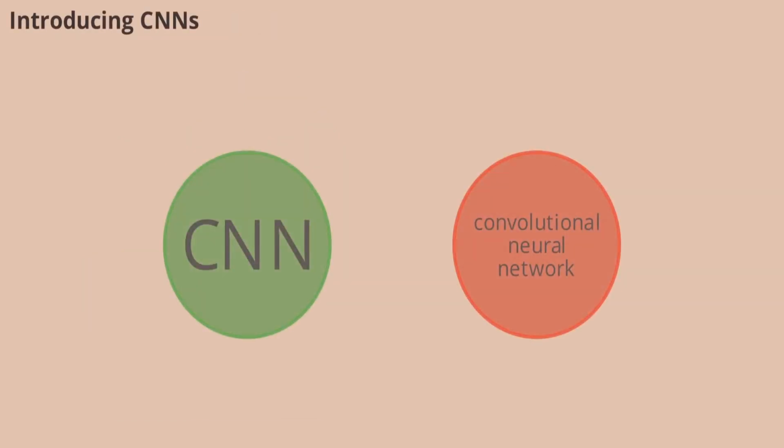Now, let's talk about convolutional neural networks, or CNNs. CNNs are a special type of artificial neural network designed specifically for processing images. They're inspired by the way our brains process visual information. CNNs use layers of filters to scan images, picking out features at different levels of complexity. This makes them incredibly powerful for tasks like image recognition, object detection, and even facial recognition. Let's see how a CNN works, step by step.